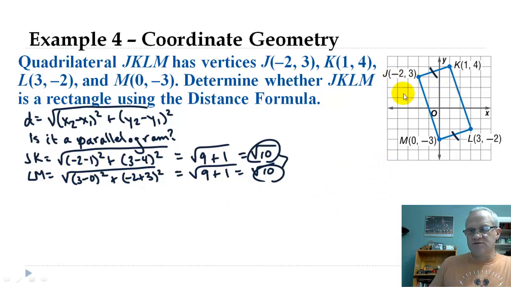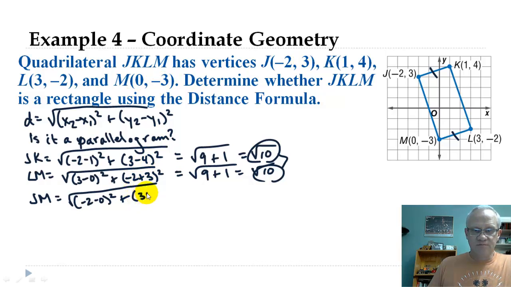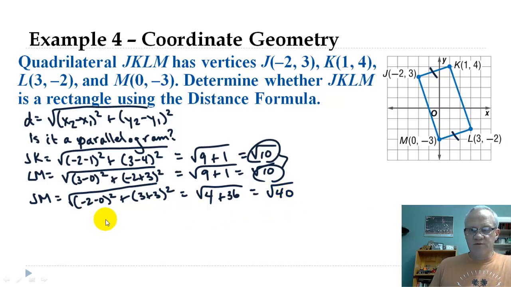All right, now since we know that side's congruent, now we have to continue on. Now we have to look at the two long sides. So let's look at JM first. So JM, I'm going to go -2 minus 0. -2 minus 0. And then I'm going to go 3 minus a negative, or 3 plus 3. All right, so -2 squared would be 4. 3 plus 3 is 6. 6 squared is 36. So that's going to be the square root of 40.